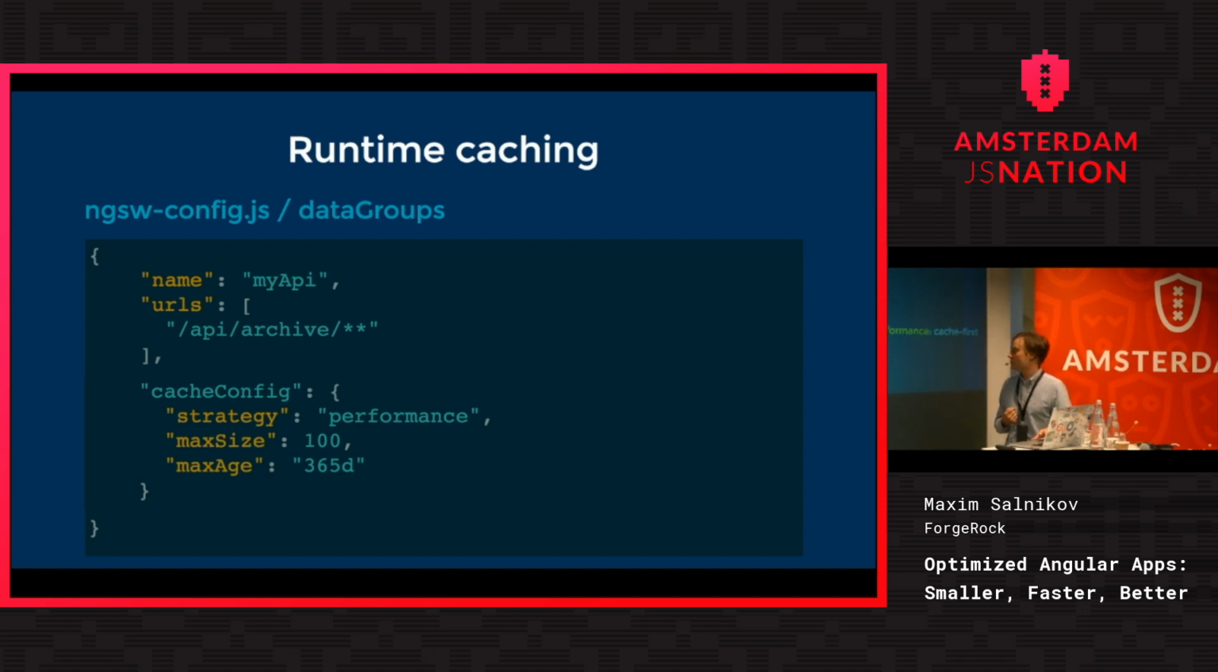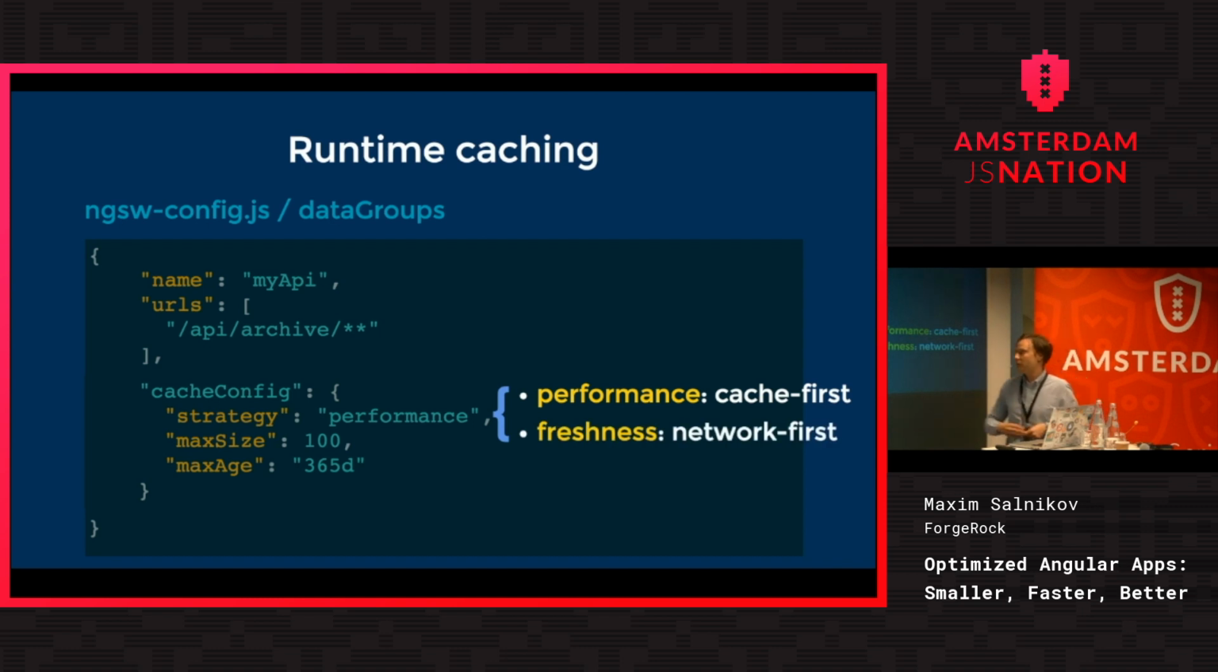At the moment, there are two strategies. One is performance, when we try not to even reach the network, which is good, for example, for an archive, right? If you have something already cached, it's good to show. And the second one is freshness. Maybe for an API that changes often, this one will work better, right?